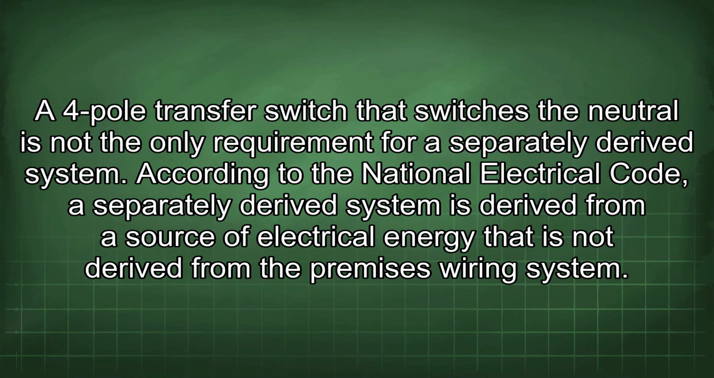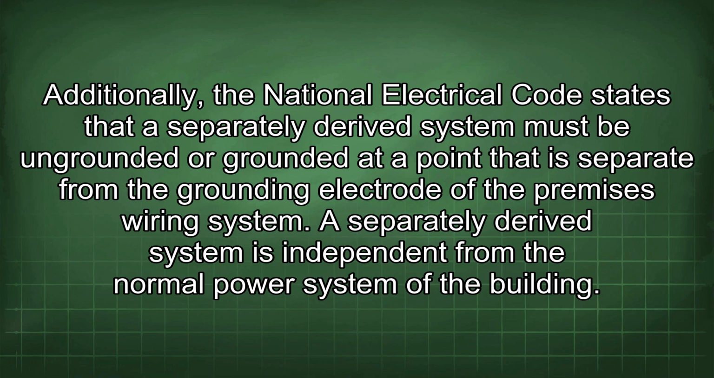A 4-pole transfer switch that switches the neutral is not the only requirement for a separately derived system. According to the National Electrical Code, a separately derived system is derived from a source of electrical energy that is not derived from the premises wiring system. Additionally, the National Electrical Code states that a separately derived system must be ungrounded or grounded at a point that is separate from the grounding electrode of the premises wiring system.